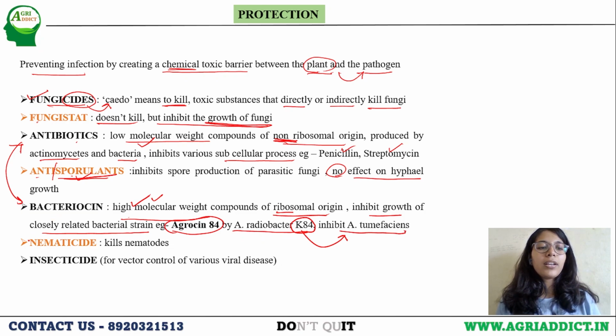The other two chemicals that come under protection are nematicide and insecticide. Nematicide kills nematodes and insecticides kill the insects. For various diseases, nematodes and insects act as the vector, okay, and they carry those pathogens and help in the spread of that pathogen. So nematicide and insecticide are also included in this protection.